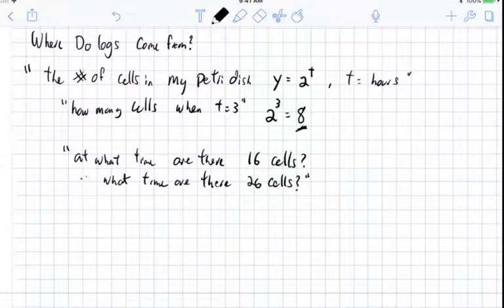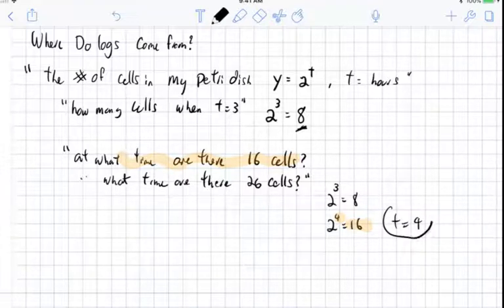Well, let's focus on the first one right now, because we can probably figure out its answer. You can figure this one out by trial and error. So you can be like, okay, 2 to the 3 is equal to 8. Let's try 4, 16. Oh, look. When t is equal to 4, the output is 16. Cool. So the answer to this question is 4 hours, there's 16 cells. So that's fun. Trial and error.